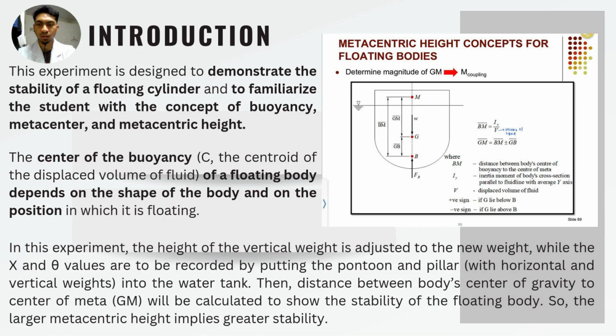In the experiment, the height of the vertical weight is adjusted to the new weight, while the x and degree values are recorded by putting the pontoon and pillar with horizontal and vertical weight into the water tank. Then the distance between the body's center of gravity and the metacenter, GM, will be calculated to show the stability of the floating body. The larger metacentric height implies greater stability.